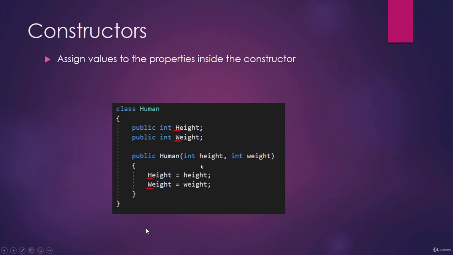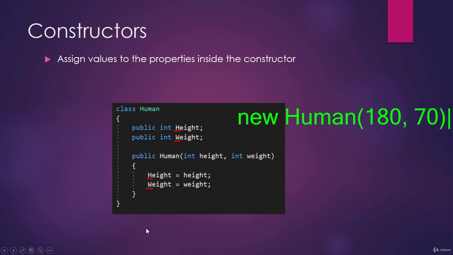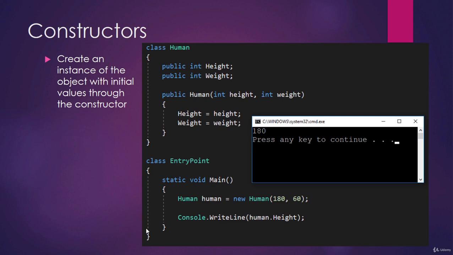So capital letters, small letters. When we create the constructor, we are going to say new human of, for example, height 180 and weight 70. This is how we are going to create it. When we do this, the height 180 will be passed here, and it will be assigned to height that has capital letter. So from here, it comes down here to here, and it goes back to this height. This is how it all looks.